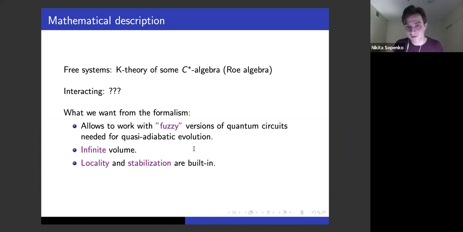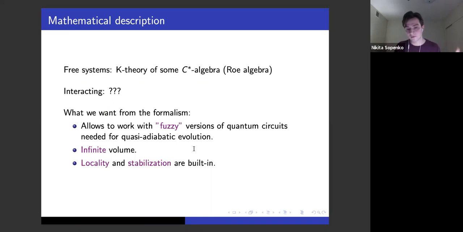Well, hopefully there is some interesting mathematical theory that describes it. So we just want to find the theory, but we want to build some formulas that allow us to prove some results about these phases. So what do we want from these formulas? First of all, we should somehow be able to work with these Hamiltonians, which are not strictly local. So the same kind of fuzzy version of these block pictures.